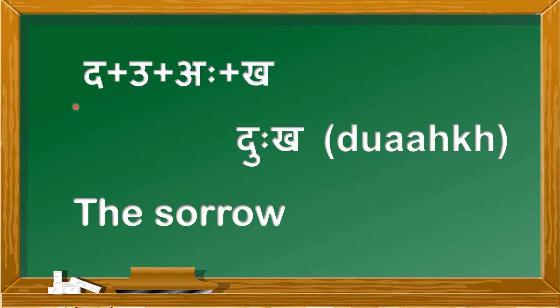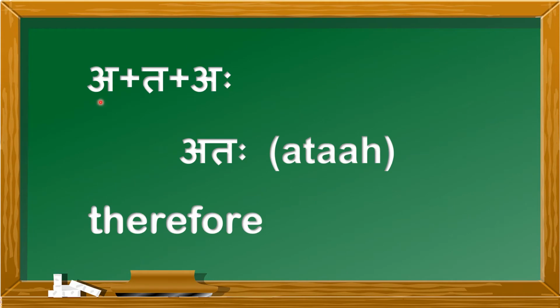This word da plus u plus ah plus kh. The u du ah kh. Dukh. Dukh means the sorrow. Next is a plus ta. Attah. You can read here attah. Attah means therefore.